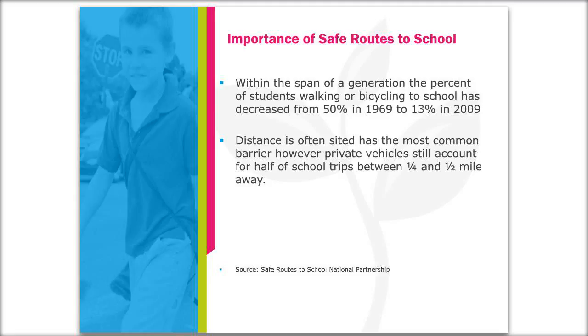So what's the importance and significance of Safe Routes to School? Within the span of a generation, the percent of students walking or biking to school has decreased from 50% in 1969 to 13% in 2009. Distance is often cited as the most common barrier. However, private vehicles still account for half of school trips between a quarter and a half mile away. So what this tells us is that there's been a significant drop in kids walking and biking to school, even if they live nearby. And this is a great issue because this means that kids are not getting a lot of physical activity, which is potentially harmful to their health.